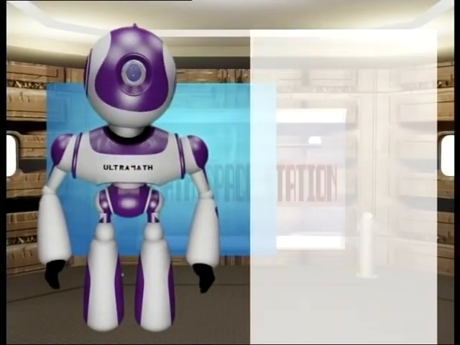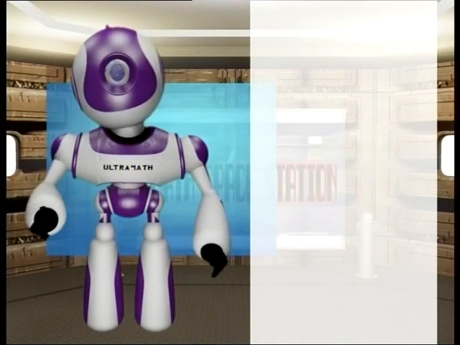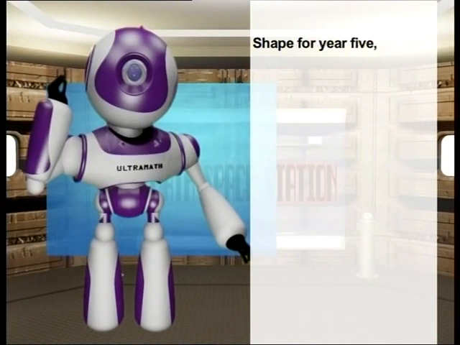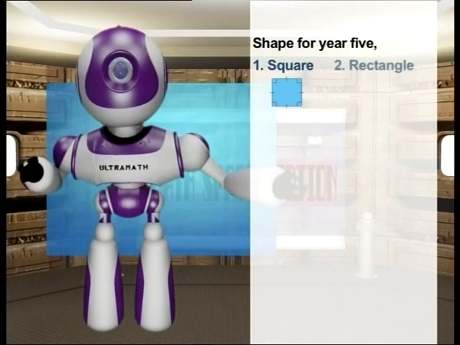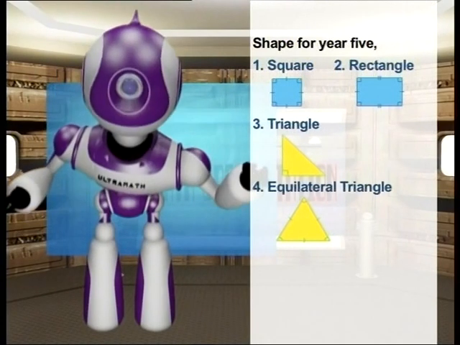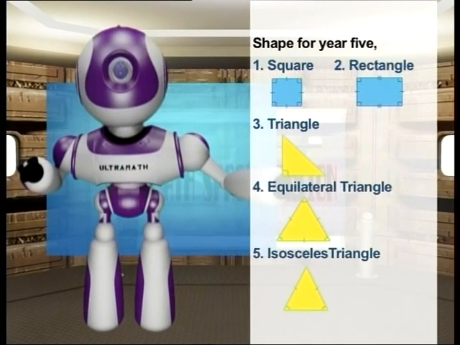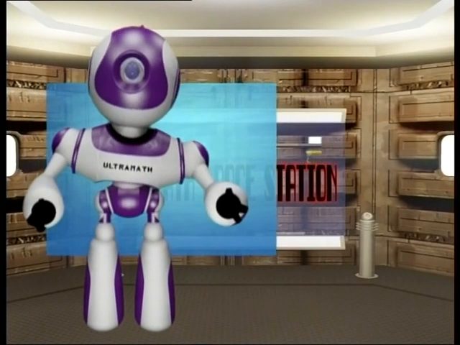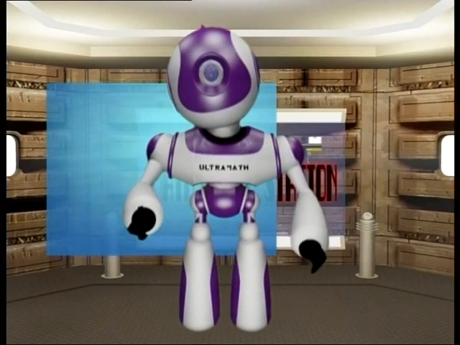So many things to remember. As I said in the earlier episode, for year 5, you only need to master the shape and characteristics of a square, rectangle, triangle, equilateral triangle, and isosceles triangle. Let's move on. We begin with how to calculate area.